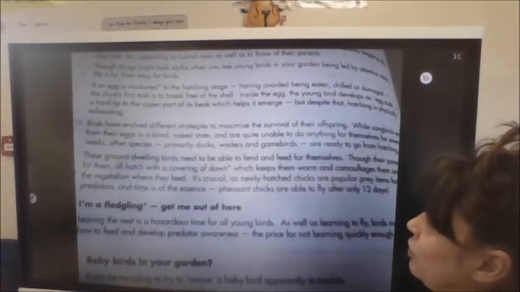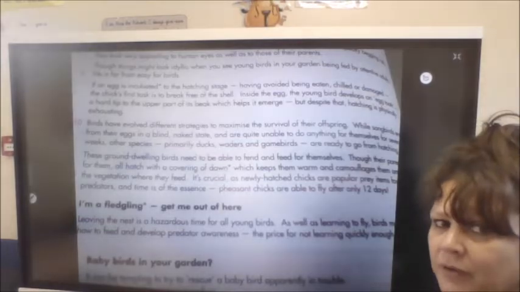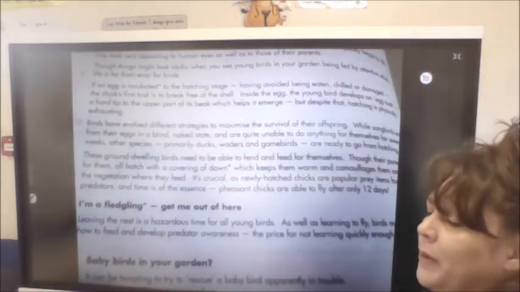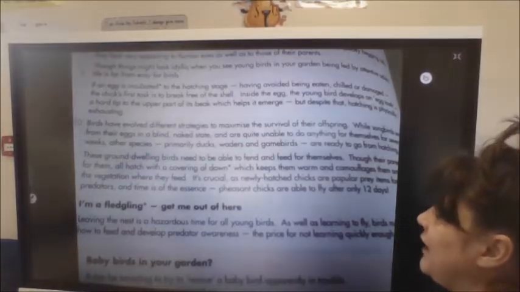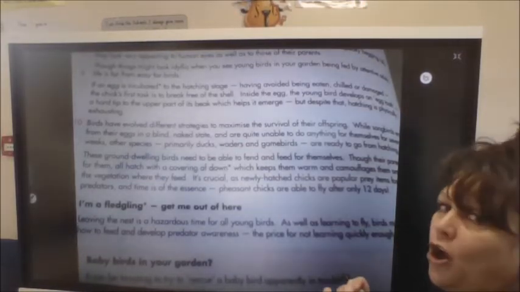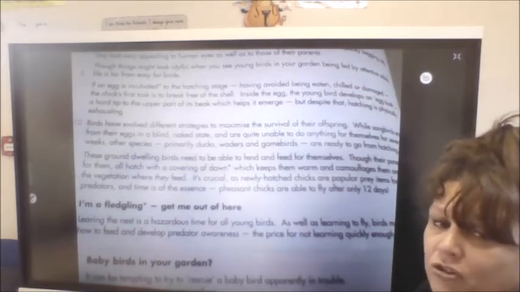So birds have evolved different strategies. So they've developed different strategies to maximize the survival of their offspring. So it's all about survival. Okay, you want your species to continue.